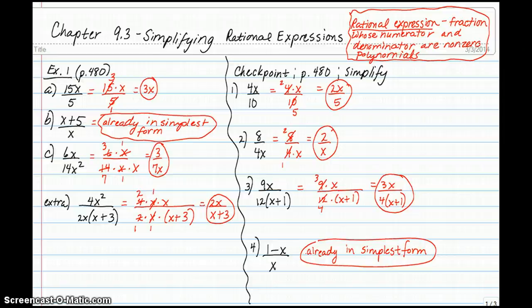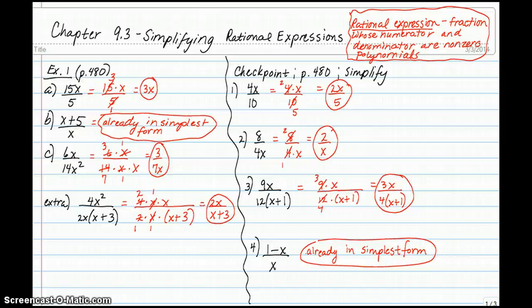Number 2, 8 over 4x, very similar to number 1. I stretched out 4x to 4 times x. 8 and 4 share a common factor of 4. 8 divided by 4 is 2, 4 divided by 4 is 1. So you have 2 in the numerator, 1 times x is x, so 2 over x is the solution.